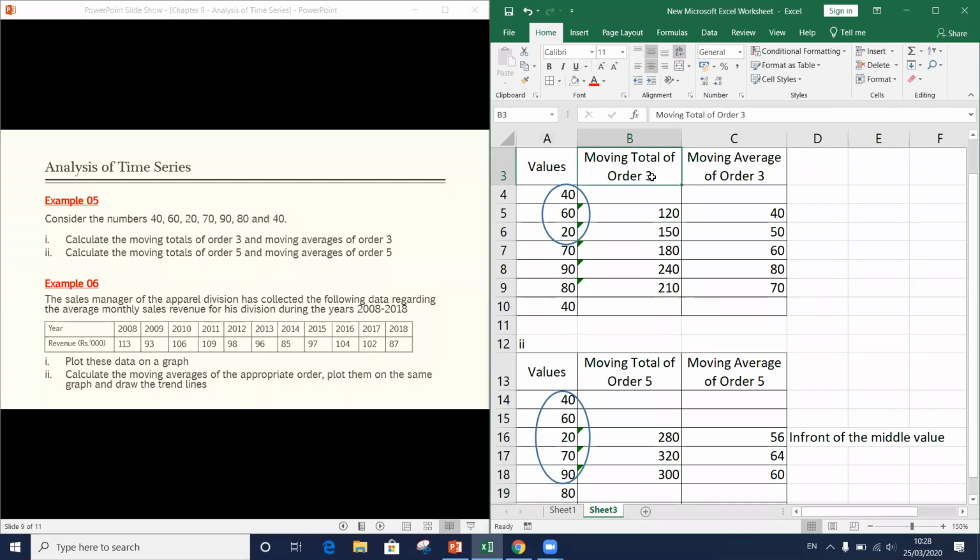Always we need to take into account the order given. If it is order 3, there should be only 3 elements. If it is order 5, there should be only 5 elements. If it is order 4, there should be only 4 elements, like that.